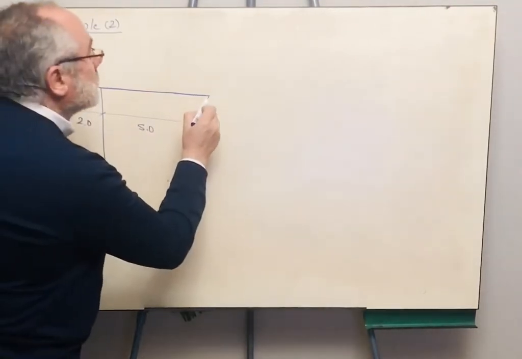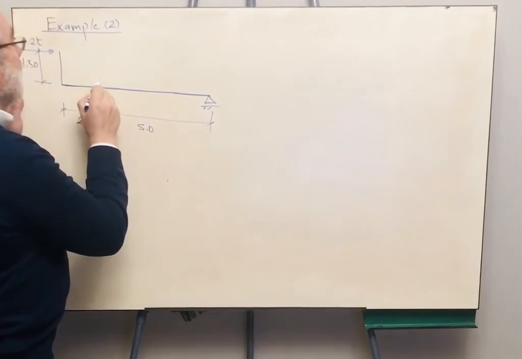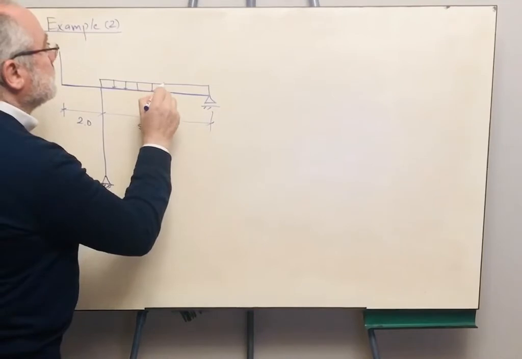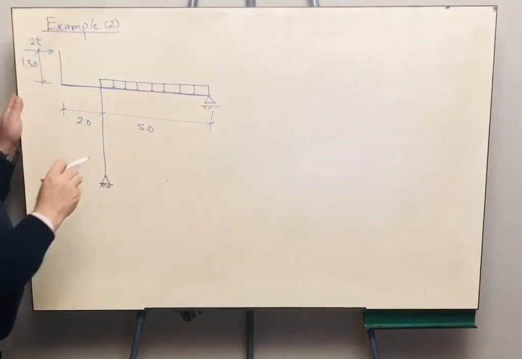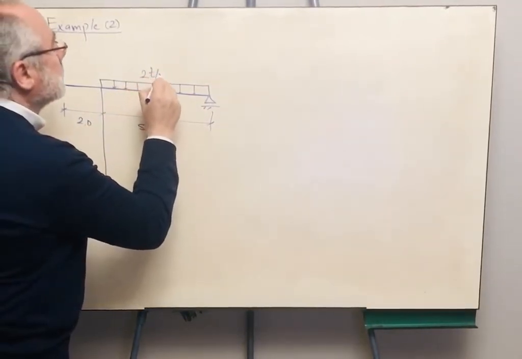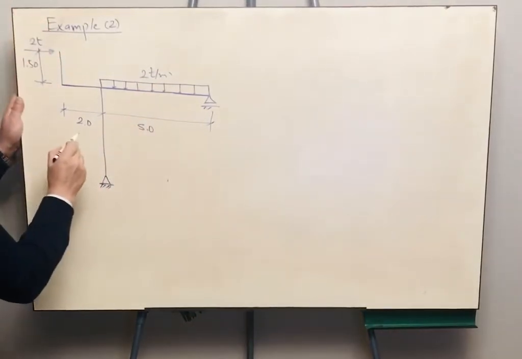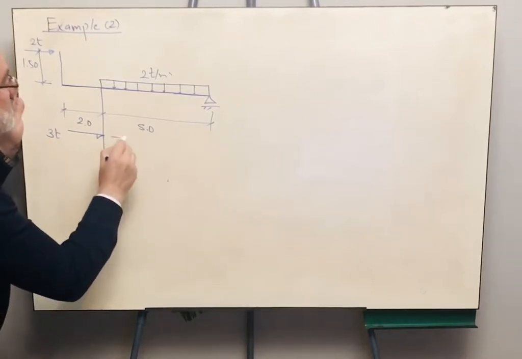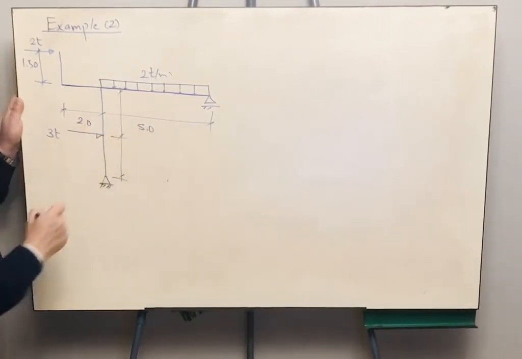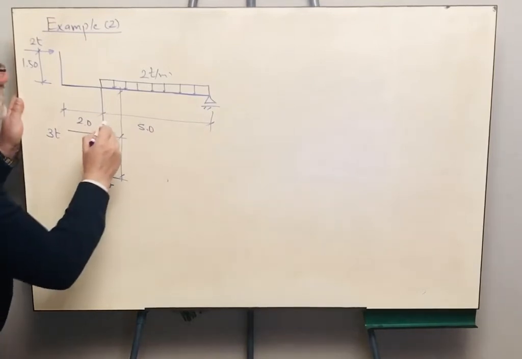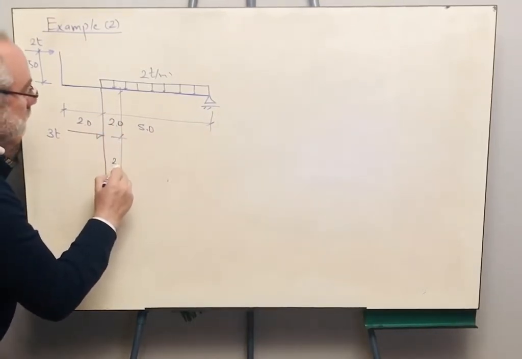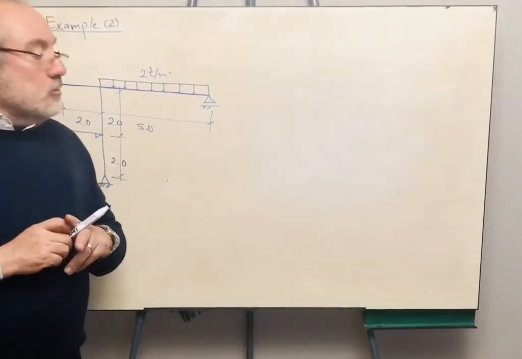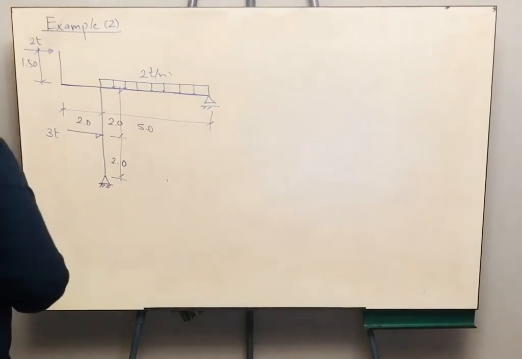This is a roller support. And we have a distributed load here of 2 tons per meter, and a concentrated load of 3 tons. This distance here is 2 meters and 3 meters, and 2 and 2 meters. Now, we are going to get the support reactions.